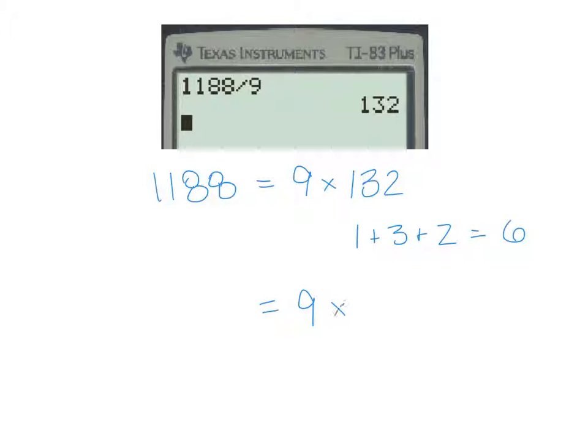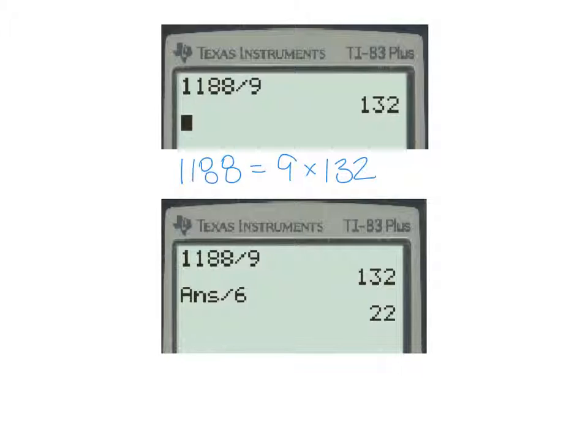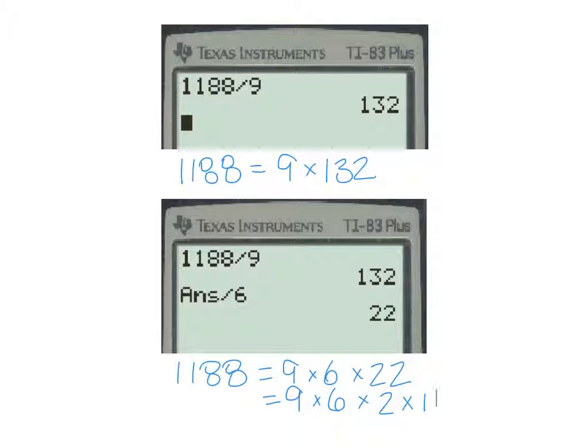So we're going to think of 9 groups of 6 multiplied by something else. Let's use our calculator to figure out what that is. Since 132 divided by 6 is 22, we can now think of this original 1,188 as 9 multiplied by 6 multiplied by 22, and we could break that 22 down a little bit more so that this is 9 multiplied by 6 multiplied by 2 groups of 11.